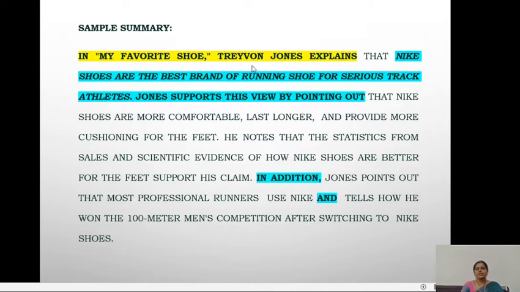In My Favorite Shoe, Trevin Jones explains. So what is he trying to tell? You are putting it in his words only. You are not trying to put forward your own thoughts or opinions.